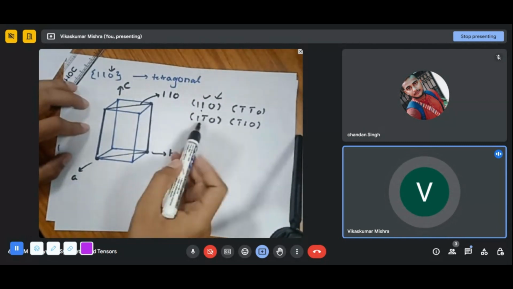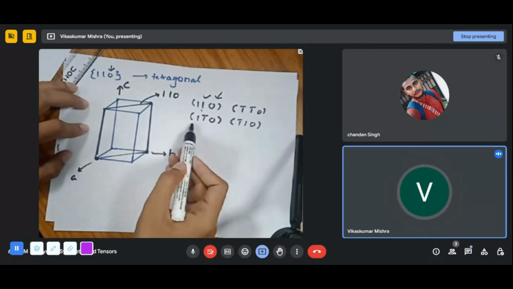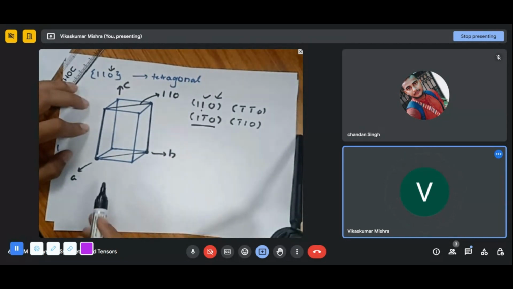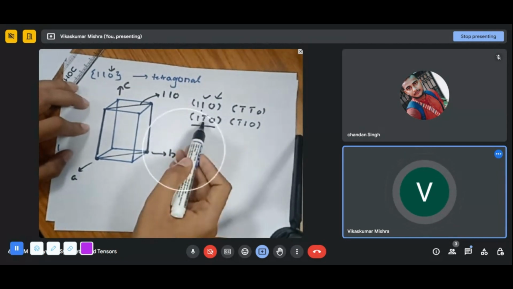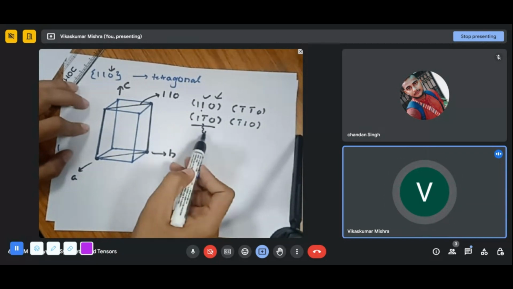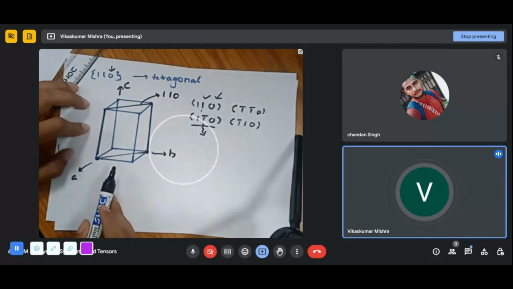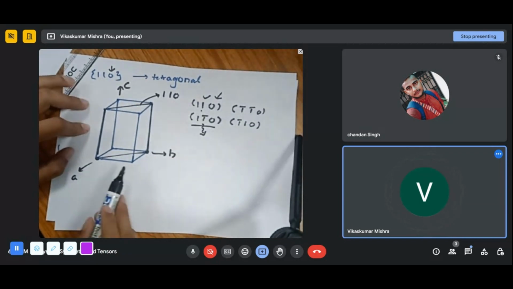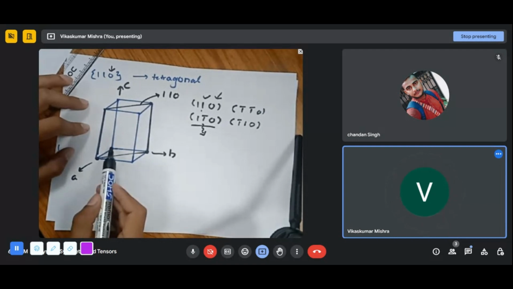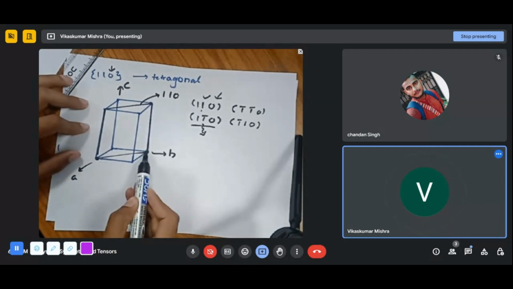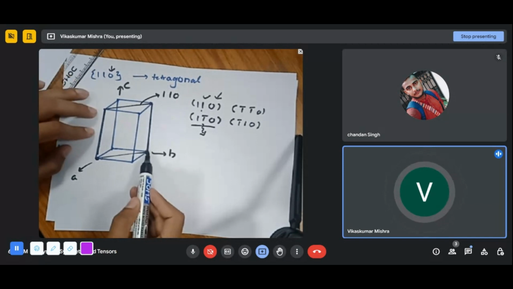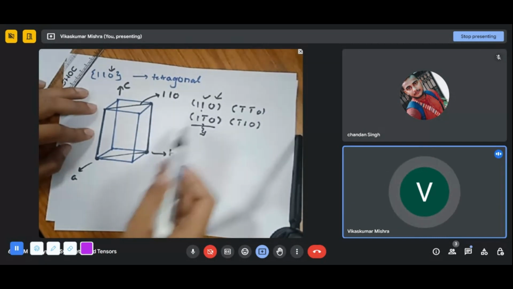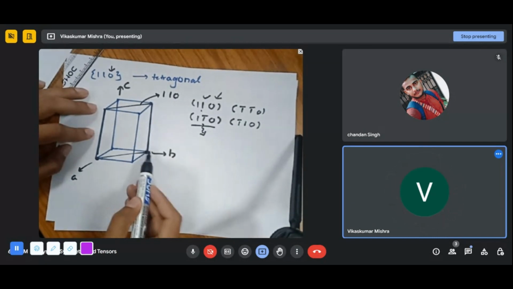If you try to draw 1 1 bar 0, let us try to draw 1 1 bar 0. In the b axis, the Miller index with respect to b is negative. So we need to shift our origin. We cannot sit at this particular origin itself. We need to shift to the other point. Okay. So in this way, our origin will lie over here. So this will be our origin for the second case.